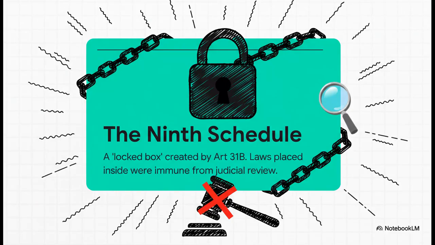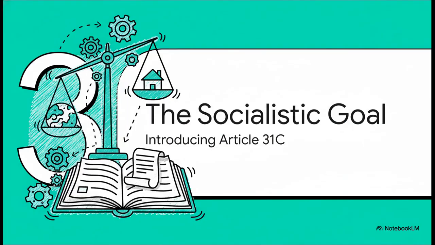And then there was the 9th Schedule, which was introduced by Article 31B. The best way to think of this is like a locked box. Parliament could pass a law, stick it inside the schedule, and bam, the courts couldn't touch it. The judiciary just couldn't open the box to see if the law inside was actually constitutional. It was basically a get-out-of-jail-free card for legislation. But the story doesn't end there, not by a long shot.